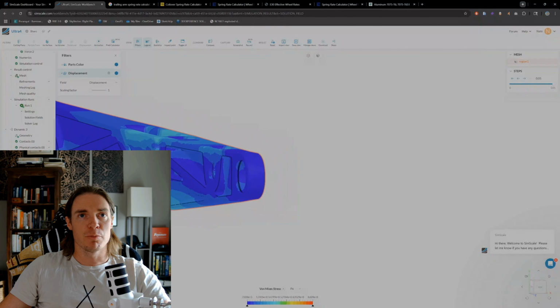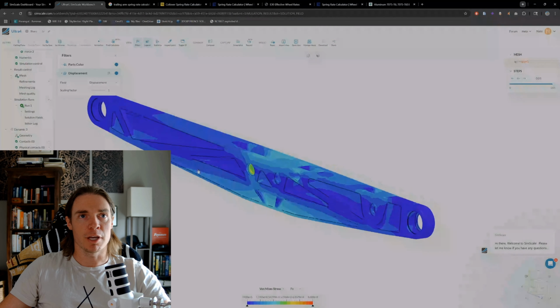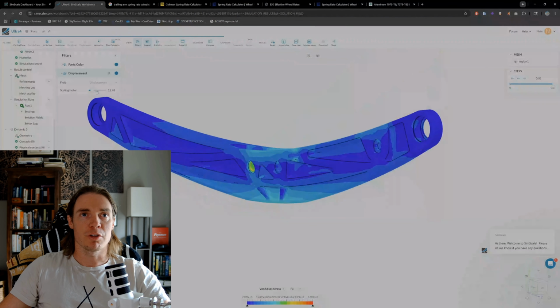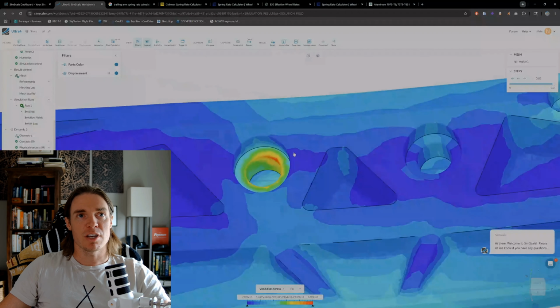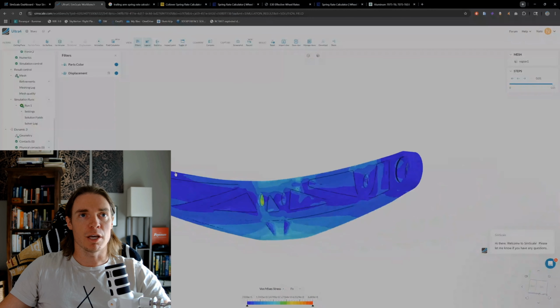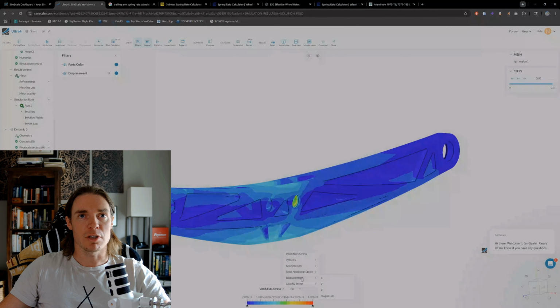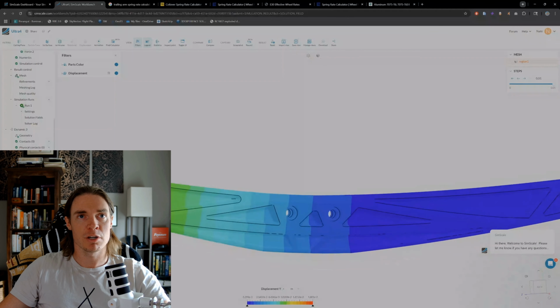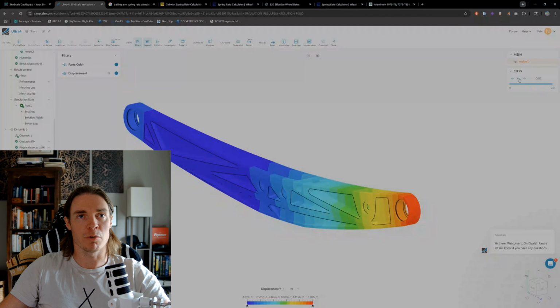So you can see the movement at the end of the part. I found this really cool animation feature, which makes the whole thing look pretty nuts. You can see exactly how the part moves under load, and the peak stress on this ended up being the same as what I did in the other simulation. It was slightly different, but within a margin of error. And that's how you do FEA.